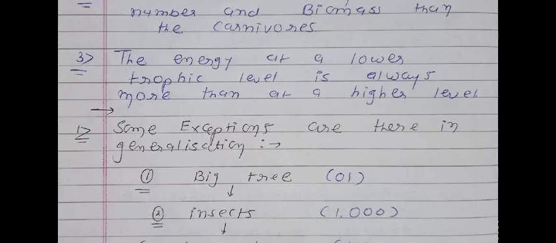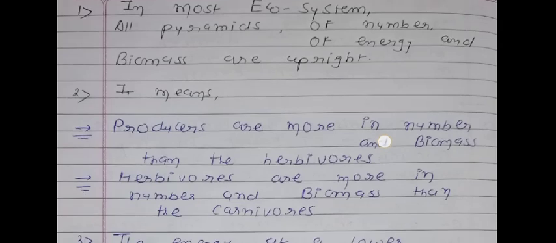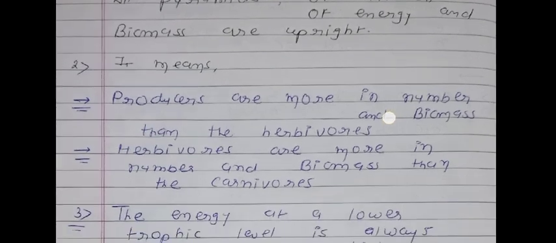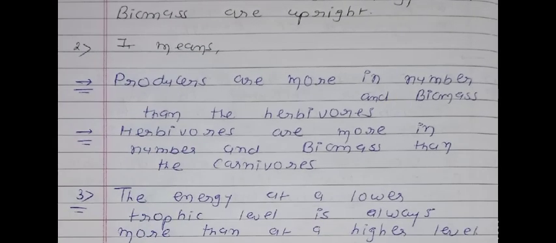Now see point number 3. The energy at a lower trophic level is always higher compared to the higher level. It means the first trophic level has higher energy compared to the second, the second has higher energy compared to the third, and the third has higher energy compared to the fourth trophic level. So these 3 points are very important. See, in the majority of ecosystems all pyramids are upright. It means producers are more in numbers as well as biomass compared to herbivores, while herbivores are more in numbers as well as biomass compared to carnivores.